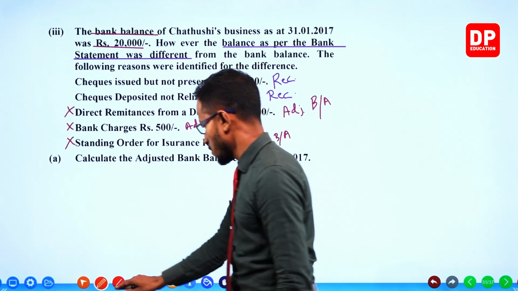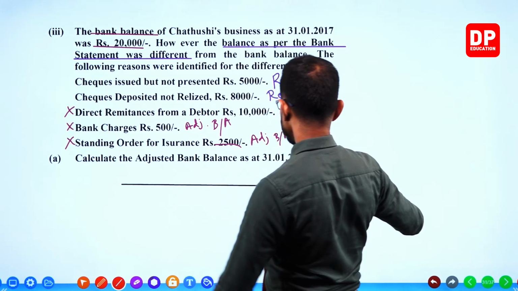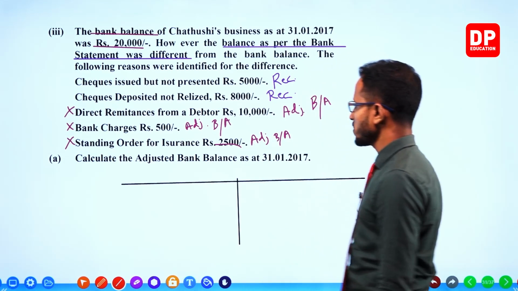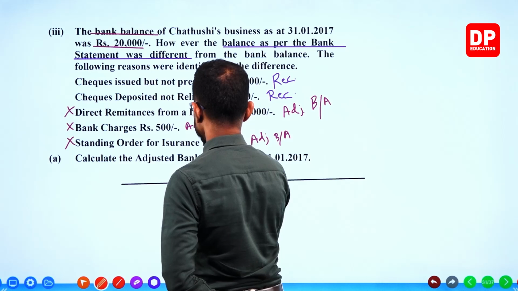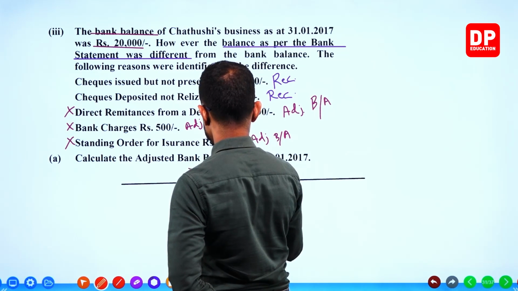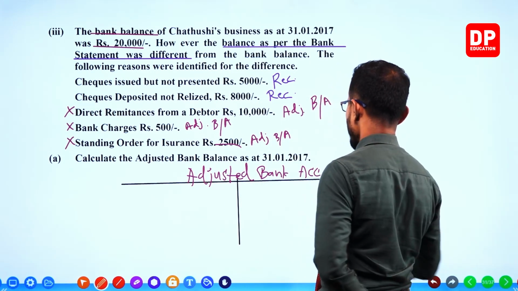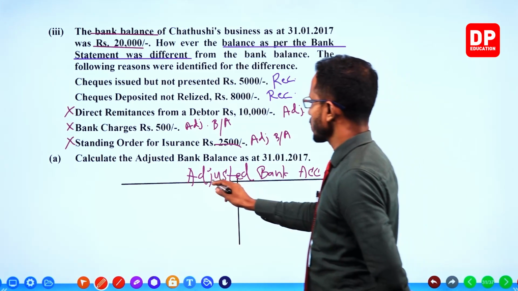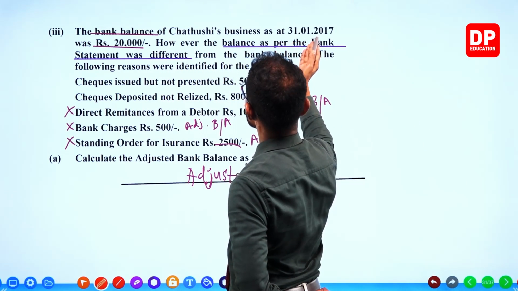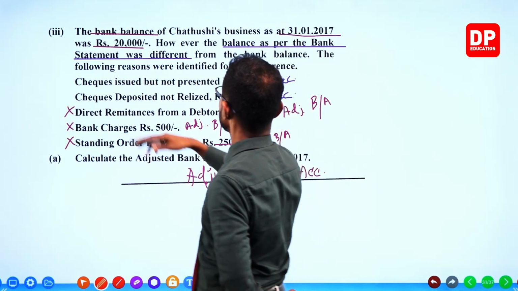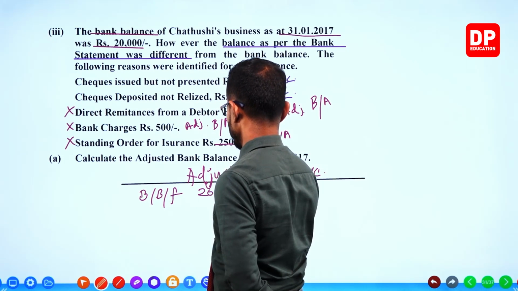Calculate the adjusted bank balance. Easy peasy. Lemon squeezy. Just have a small T account and name it the adjusted bank account. Take the balance of our business bank account, 31st January, 20,000. Balance brought forward 20,000.